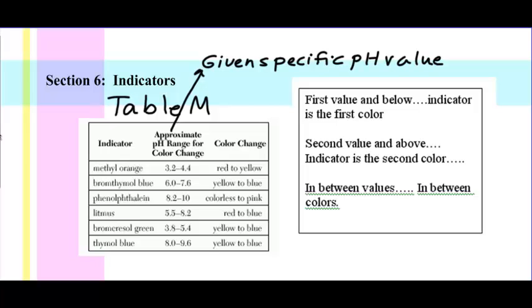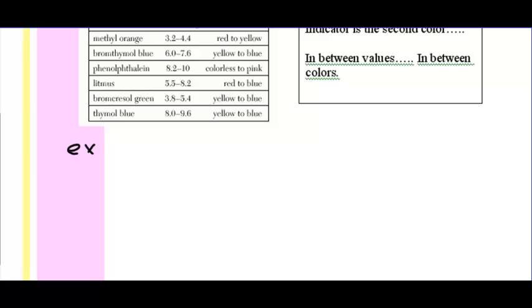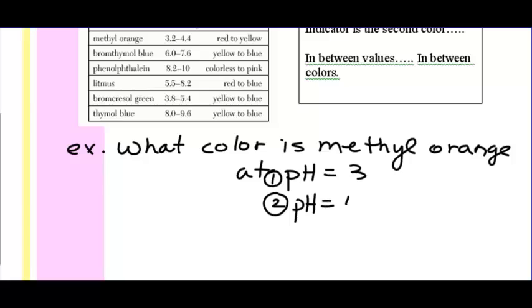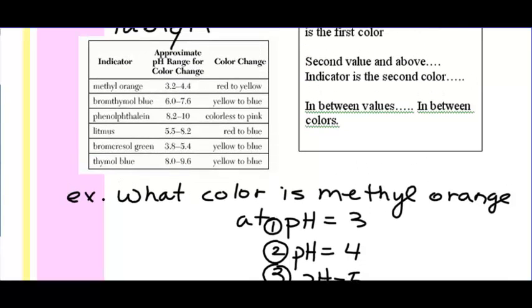So for example, if they say, what color is methyl orange? Let's put a couple examples here. At a pH of 3, or maybe they'll ask you what color is methyl orange at a pH of 4, and then what color is methyl orange when the pH is 5. Then you have to look at the center column.